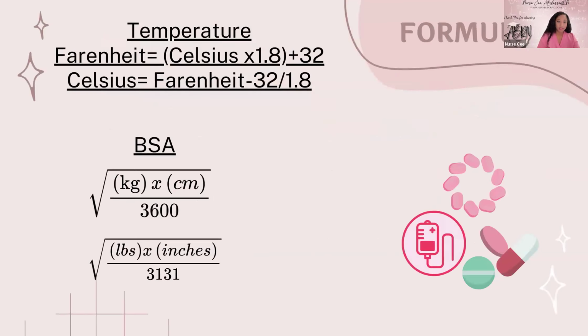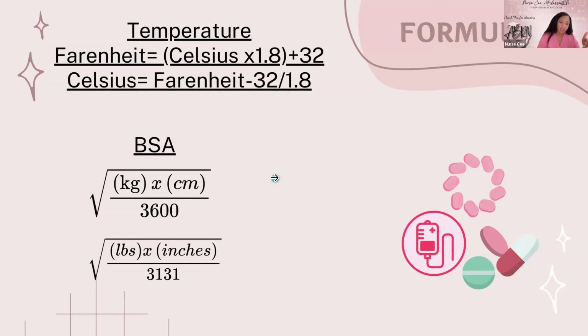Okay, so your temperature: your Fahrenheit is going to be your degrees Celsius times 1.8, and then you add 32. And your Celsius will be your degrees Fahrenheit minus 32, and then you divide that by 1.8.